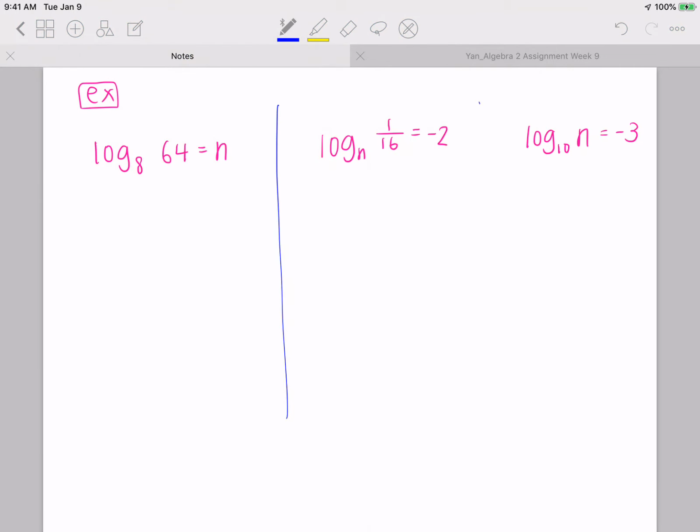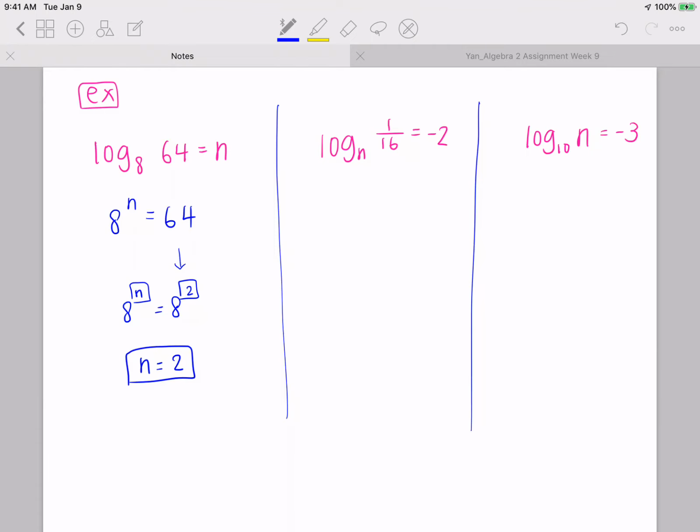So the first question, we write it as 8 to the nth power equals 64. Since you already have 8 to the nth power, your job is to try to make this 64 into 8 to a certain power. What do you know? 64 is 8 to the second power, right? That's 8 times 8. And now I can rewrite the first part. Since they have the same base, I can set the exponents equal to each other, and that's my answer.